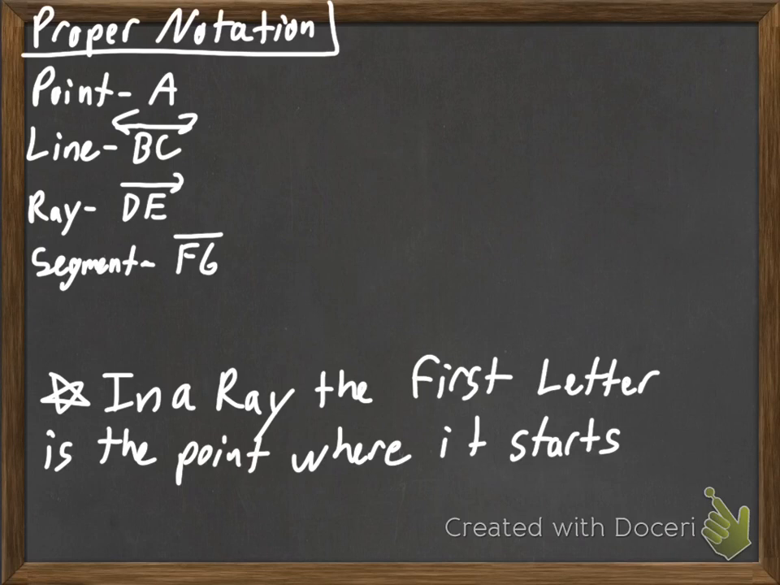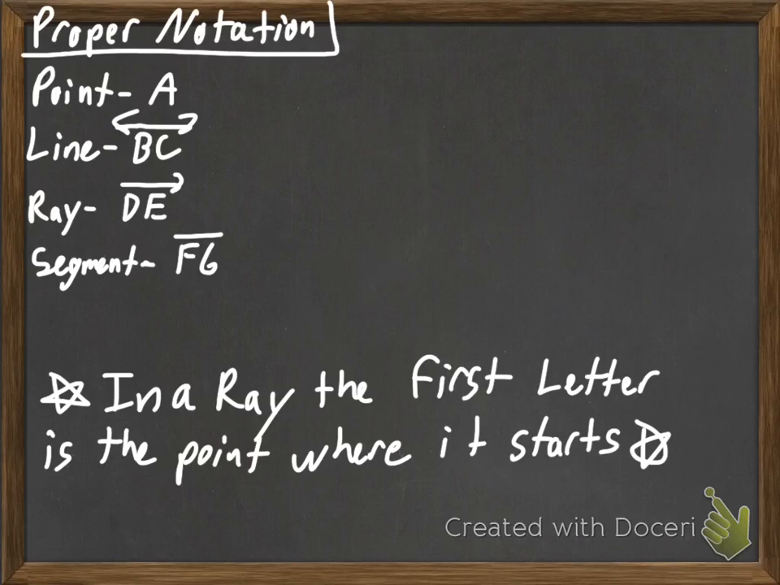So, proper notation. To do proper notation for a point, you just write the letter of the point. So, point A, B, C, D. For a line, you list 2 points on that line, and then you draw a little line above it. A ray is you pick 2 points on the ray, and then you draw a little ray above it. Now, in a ray, you see the stars down here. The first letter is the point where the ray starts. So that D tells us that the ray starts at point D and then goes through point E.